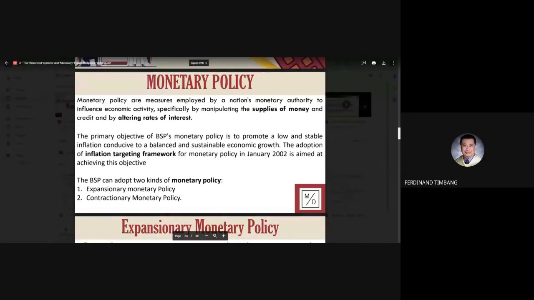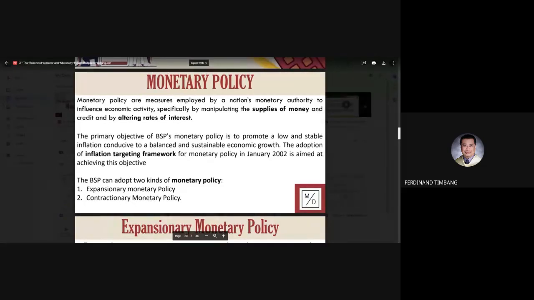So the primary objective of BSP's monetary policy is to promote a low and stable inflation conducive to a balanced and sustainable economic growth. So the adoption of inflation targeting framework for monetary policy in January 2002 is aimed at achieving this objective.